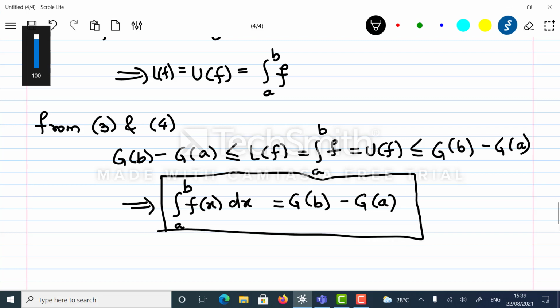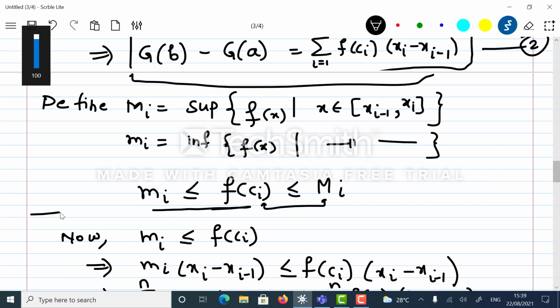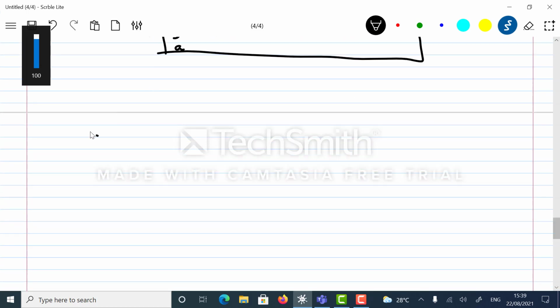Of course, there is another approach to this. After this, one can have another way also. Let me write down the alternate way one can see, as follows. We know that f at ci is between small mi and capital Mi. Right, so what does this imply?